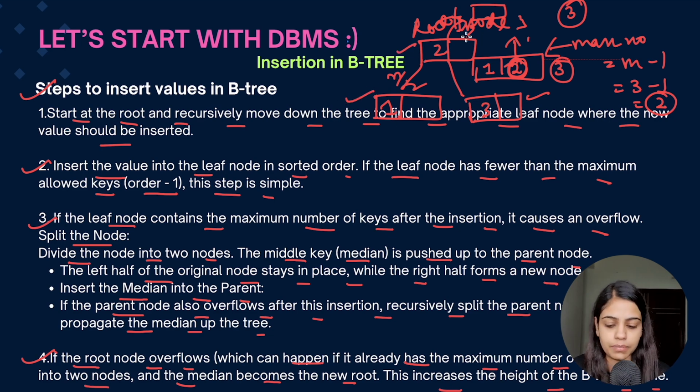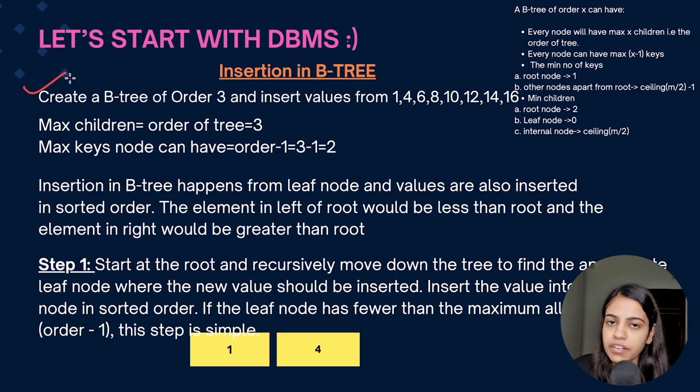So let's see how we can create a B tree of a given order and how we can do the insertion of values into our B tree. Create a B tree of order 3 and insert the values 1, 4, 6, 8, 10, 12, 14 and 16. The maximum number of children a tree can have is equal to the number of block pointers, which is equal to the order of the tree, that is 3.